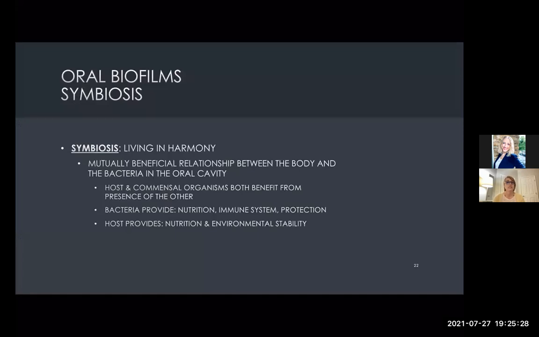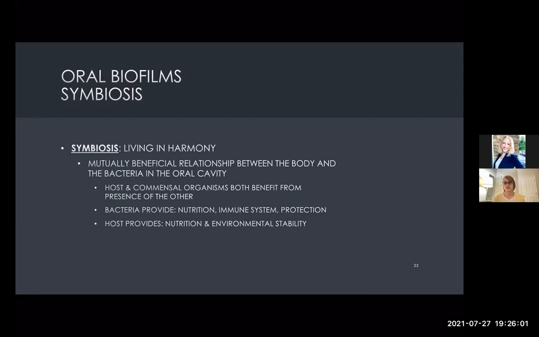So symbiosis, this is also known as living in harmony. This is where there's a mutually beneficial relationship between the body and the bacteria in the oral cavity. The bacteria in our mouth actually help us. The normal flora help us digest food, protect from pathogenic bacteria. They help keep the fungi in check. So there's a lot of different purposes for bacteria in the oral cavity that don't relate to periodontal disease.